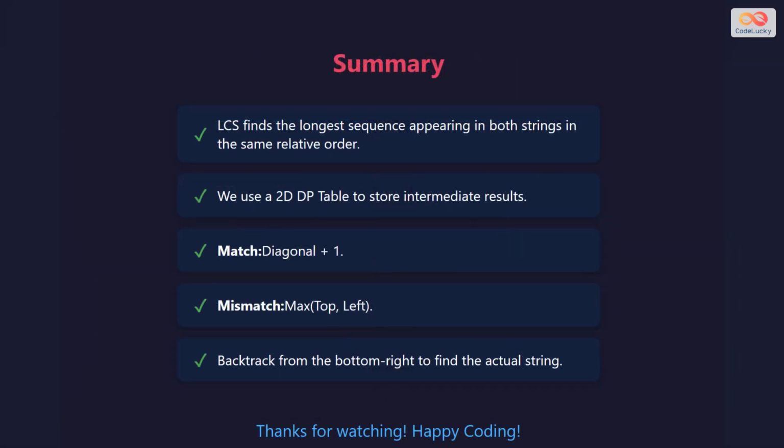To wrap up, the LCS problem is all about finding shared patterns. By using a 2D table, we turn a complex recursive problem into a structured grid-filling exercise. Remember the rules: diagonal plus 1 for a match, and max of top or left for a mismatch.